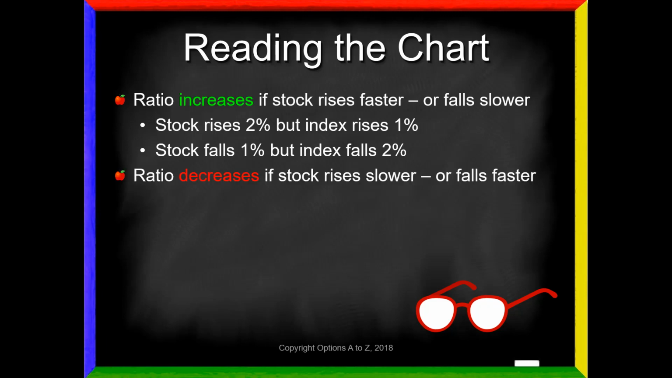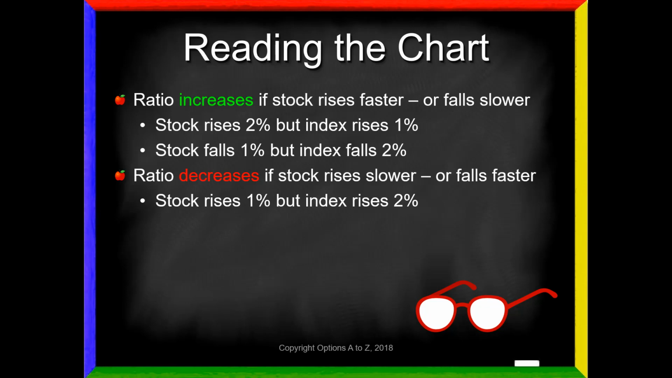How does our indicator fall? Well, the ratio will decrease if the stock rises slower or falls faster. So let's say that our stock goes up 1%, but maybe the index rises 2%. In this case, we will see that ratio decline. But again, it's important to emphasize that doesn't mean that our stock price fell. It's just saying that the relative performance went down.